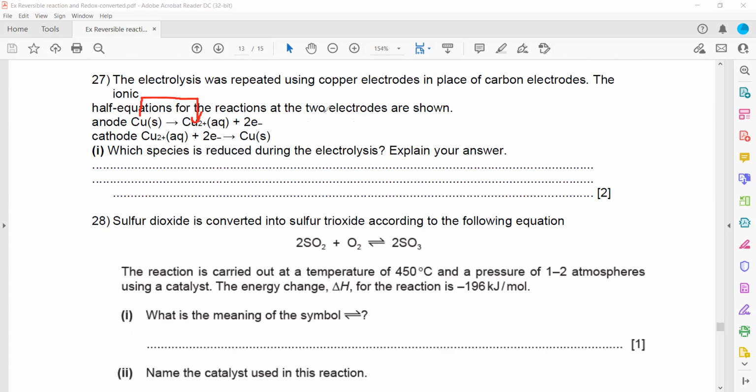Question 27. During electrolysis, copper atoms turn into copper ions. This change is oxidation because it's a loss of electrons, and copper ions turn into copper atoms, so this change is reduction. The question is, which species is reduced during the electrolysis? Copper ions are reduced. And what is the reason for that reduction? Because they gain electrons. Whenever anything gains electrons, we call that reduction.